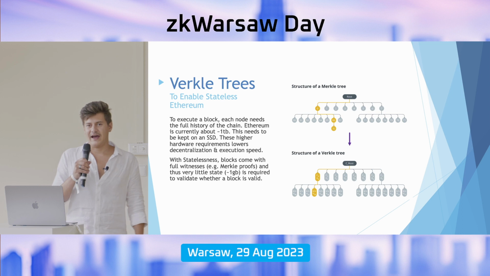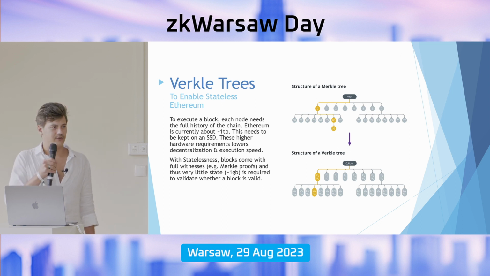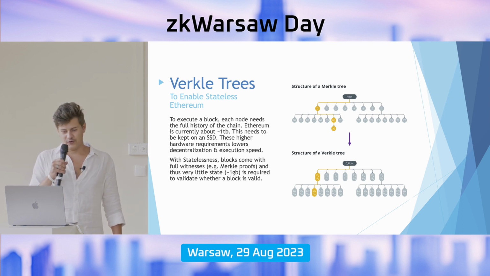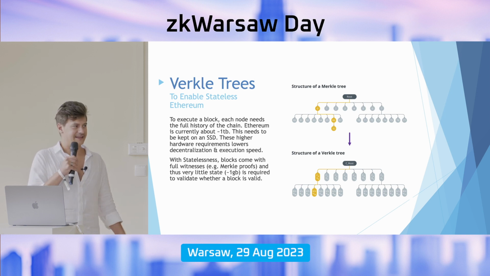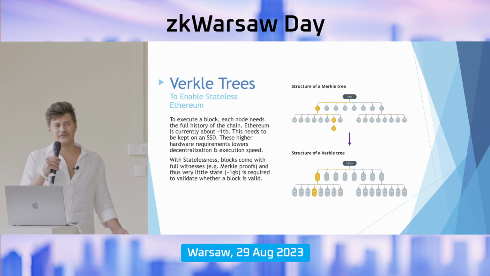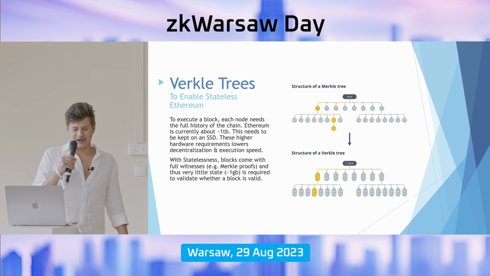Then we have this concept of statelessness. And Ethereum actually has in the roadmap already the plan to change from Merkle trees to Verkle trees. And just to give an explanation of why statelessness is good: essentially, in today's world, every single node needs to download all of the data of Ethereum. That's about 1 terabyte right now.